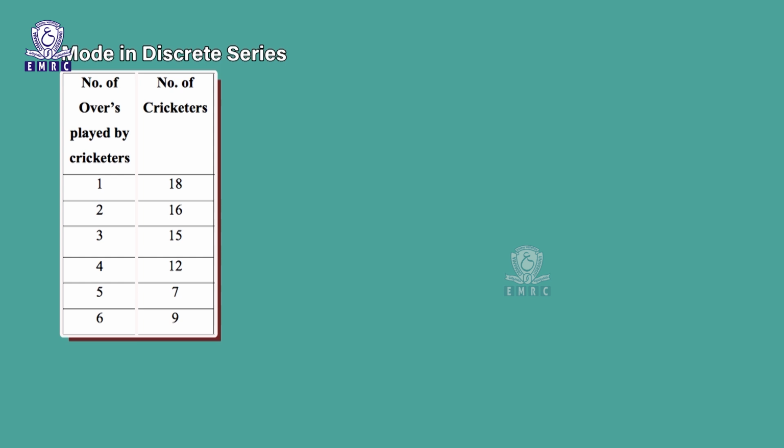There are 16 cricketers that have played 2 overs. There are 15 cricketers who have played 3 overs in the match. There are 12 players who have played for 4 overs in a match. There are 7 players who have played for 5 overs and there are 9 players who have played for 6 overs in the IPL match. So, our duty is to find the modal value or mode value for this discrete series.